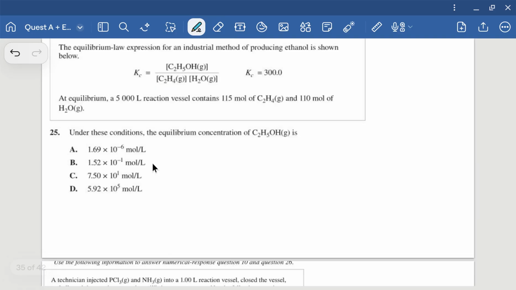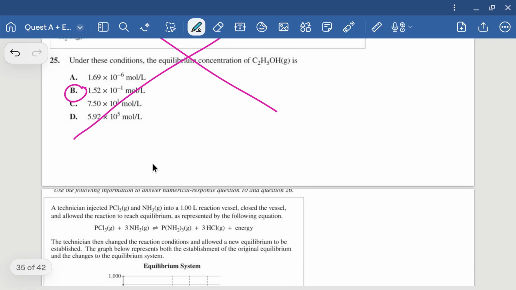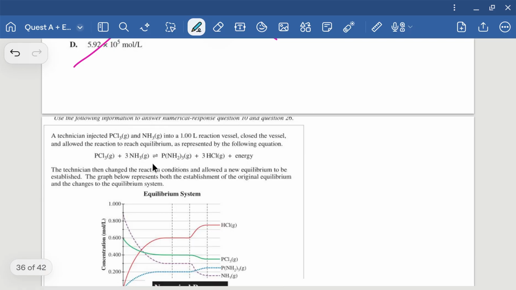All right, so question 25. I'm going to skip this one. When I set this up, this is an old ICE approximation question, and it's no longer in the curriculum. So even if you try it, don't worry, you didn't have to do it. If you do use the quadratic formula to solve for X, you will find your answer ends up being B. But again, you won't be tested on a question like that.